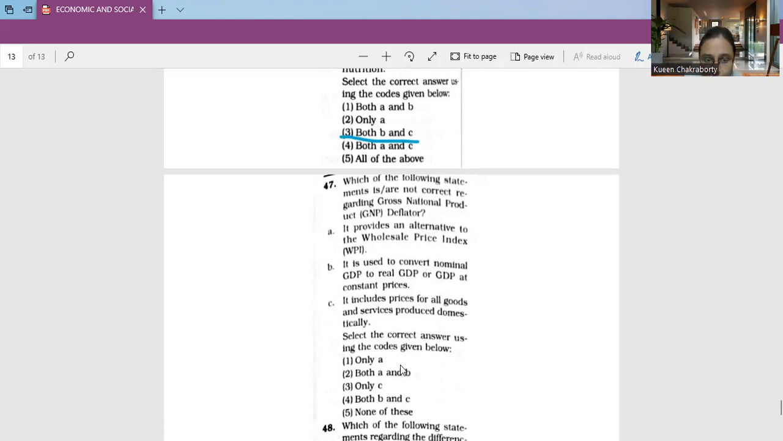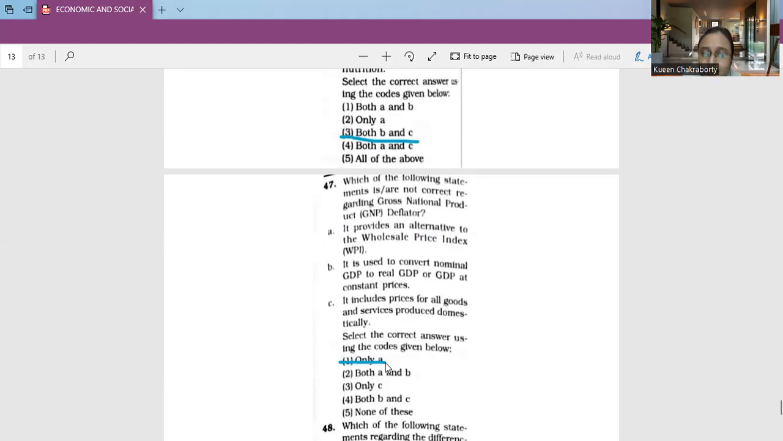So we have 5 options here for question number 47. And according to me, A is the only one that we can choose. That is not correct. It provides an alternative to the wholesale price index. That is option number A. Let me mark this. Yes, only A is the option.